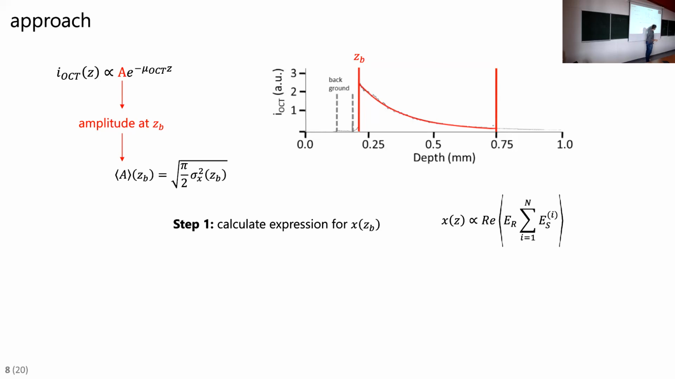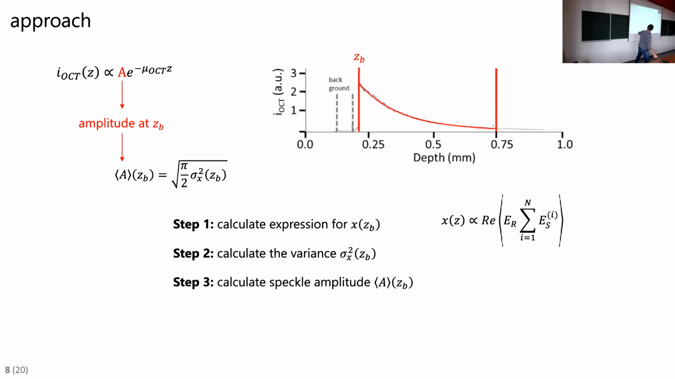We had a relation for x already. This is a sum of electric field components. The second step, if we have x, is to calculate the variance of x from this expression. And then step three is to fill that into this expression. So if we follow these steps, then in the end we will get an expression for the amplitude.